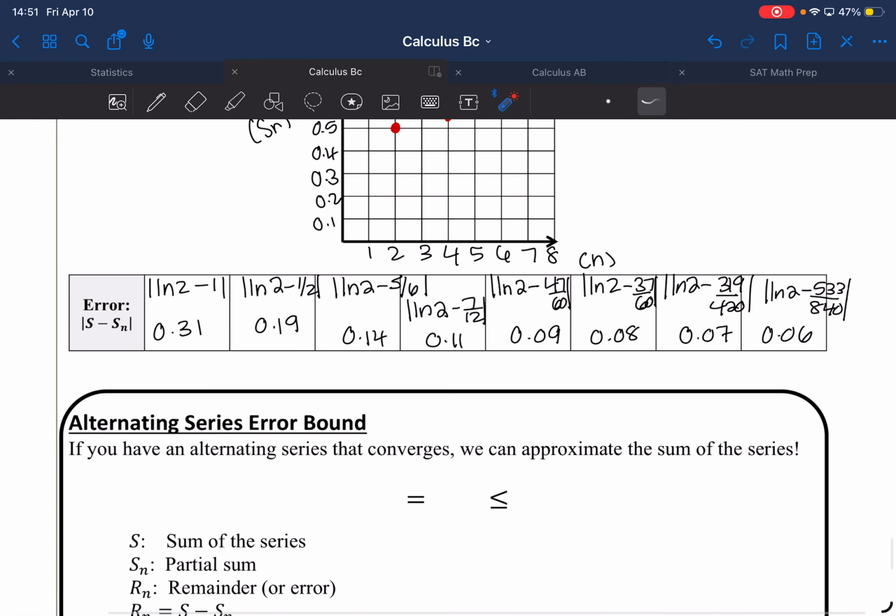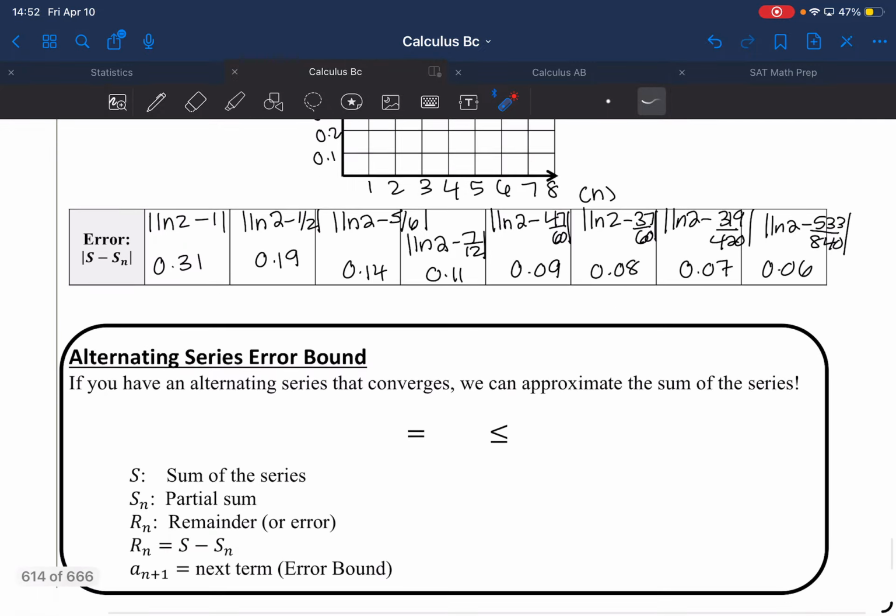Okay, so notice, again, looking at these errors, as we increase the n value, the errors are getting smaller. Okay, and that's what we wanted. So what we just did is we just proved alternating series, and how alternating series eventually is going to converge to the actual answer or the actual number.